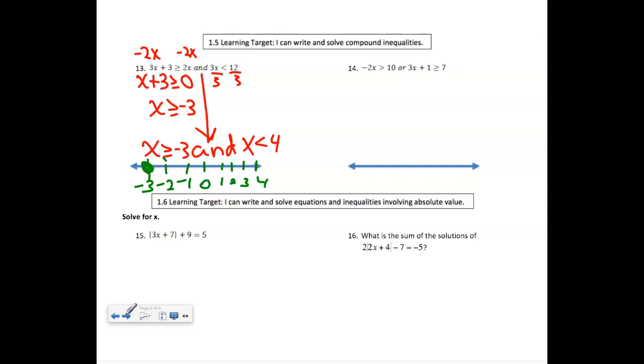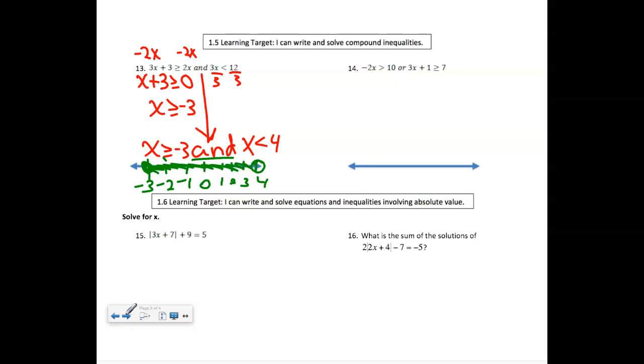I have this symbol next to the 4, so that means I need an open dot at 4. And since I have the word "and," that means I have to shade in the middle. Again, make sure I know what you're talking about for shading. If you make it part of the line and I can't see it, I can't give you points. Okay?